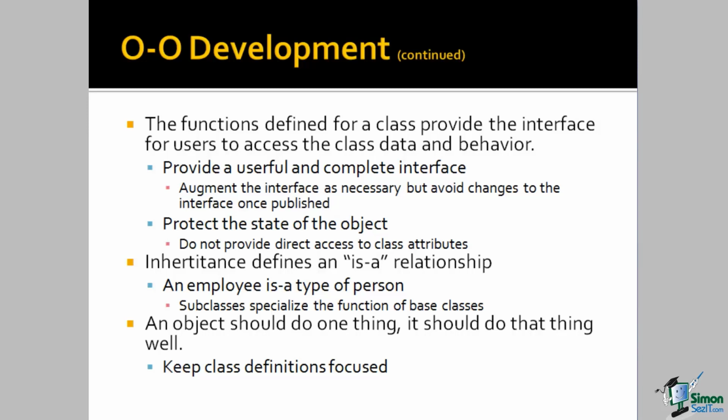Also, in defining our classes for our application, keep in mind that inheritance defines an is-a relationship. An employee is a type of person. A car is a type of vehicle, so that the subclasses become specialized versions of the base classes. And again, maintain the focus of your object. An object should do one thing, and it should do that one thing well.